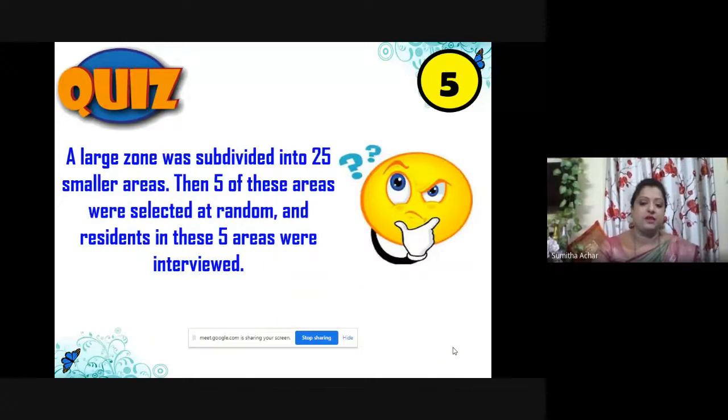Next is question number 5. I guess this is the last one, maybe. Let me read it. A large zone was subdivided into 25 smaller areas. Then 5 of these areas were selected at random, and residents in these 5 areas were interviewed. Answer? Cluster sampling, right? This is a cluster sampling.